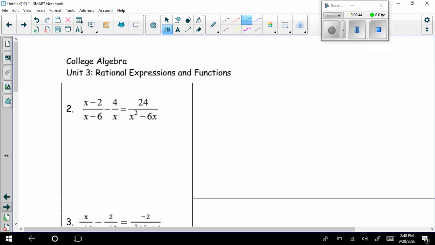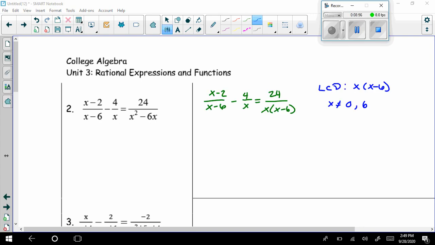So moving forward, I want you to go ahead and pause the video. You don't have to solve it all the way out, but I want you to factor everything and identify your LCD. Okay, so here our LCD is x and x minus 6, so our restrictions would be 0 and 6.